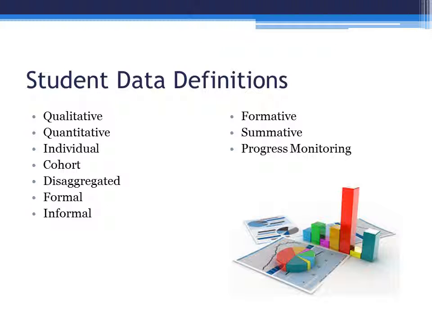Progress monitoring is another form of data collection that we should understand. Progress monitoring is a type of formative data collection, and basically we set a benchmark for our students in some area, and then we assess frequently to monitor the student's progress in reaching that benchmark. When the student reaches the benchmark, we then assign a new benchmark.